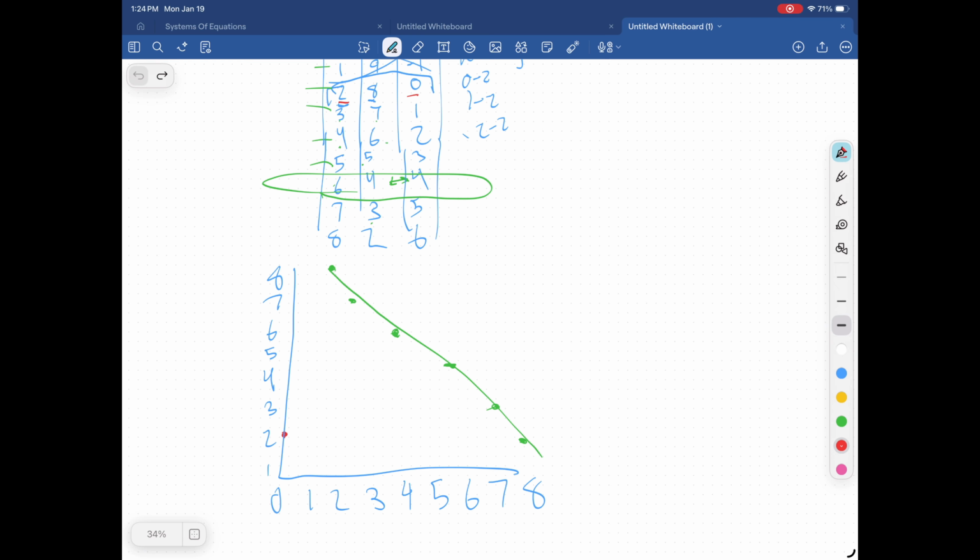Wait, let me do that better. That was the wrong spot. 3, 1. 4, 2. 5, 3. And then we have 6, 4. And then we have 7, 5. And then 8, 6. And then we get a rough line right there.